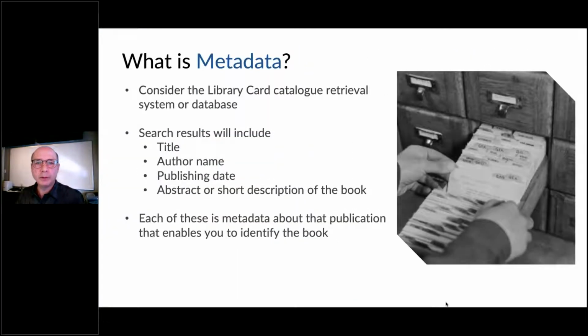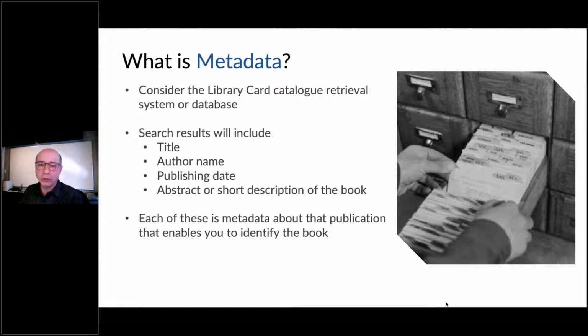Now, all of the old people will know what this is. It's a library catalog. In the olden days, we used to go to a library, search in the alphabetical catalog of books by author or name or title, and then pull out a card that told us where that book was in the library. But it did more than just tell us where it was. It provided information such as, obviously, the title or author name, but it included the publishing date, the name of the publisher, where it was published, the number of pages, whether it was a hardback or a soft cover, and of course an abstract or a short description of the book. And each of these things are metadata about that entire publication that enables you to identify the book.